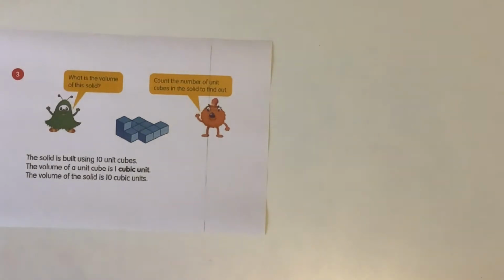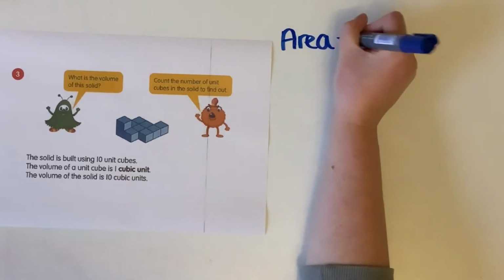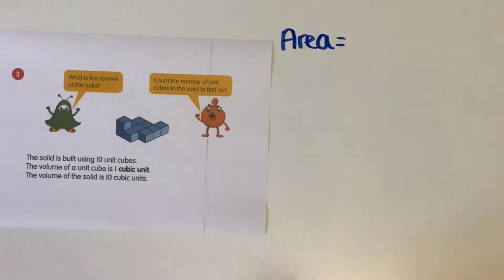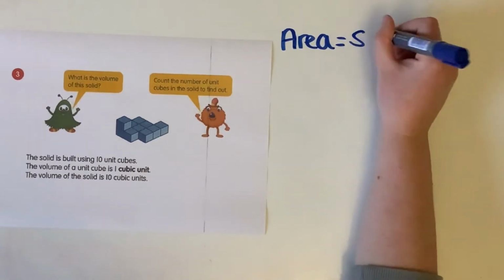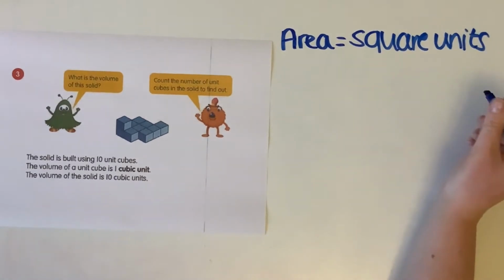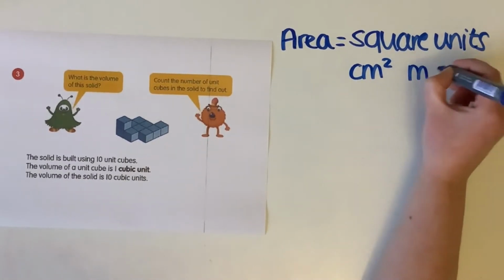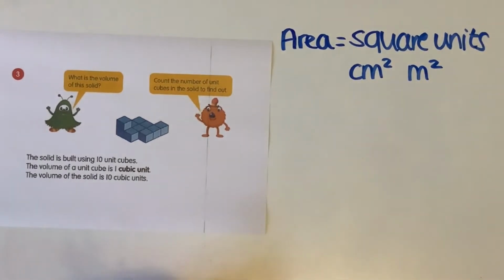Now we're going to start to look at finding the volume of solids. First thing I want you to do is have a think back to when we did area. What unit of measurement do we use when we measure the area of a shape? We measure in square units. If we were working with centimetres, for example, it would be centimetres squared. If it was metres, it'd be metres squared. So that's when we're focusing on area.